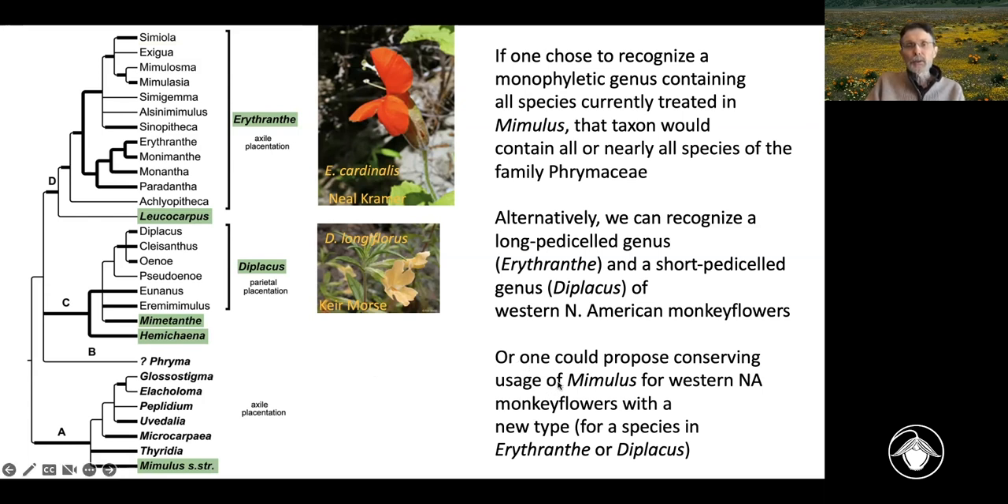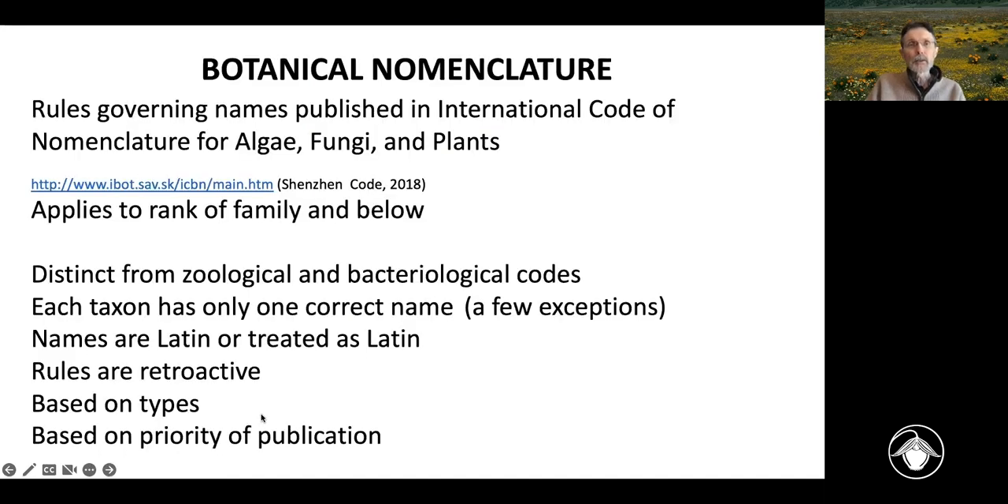So this is more easily said than done, however. This is not something that one can just do on their own to say, okay, now the type of Mimulus is going to be a species up in this clade rather than down here. This requires a change to the International Code of Nomenclature for algae, fungi, and plants.